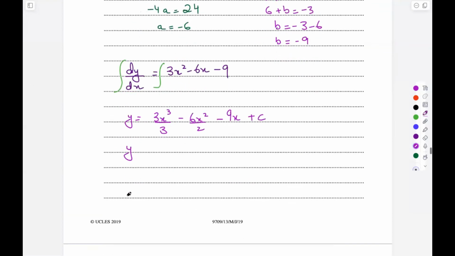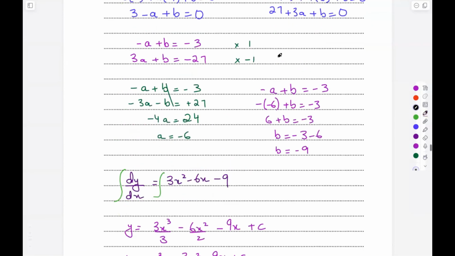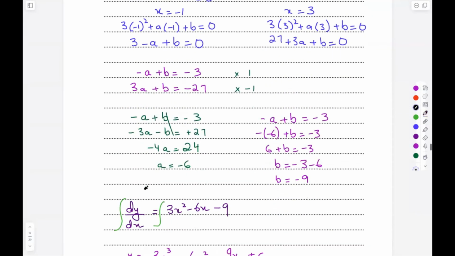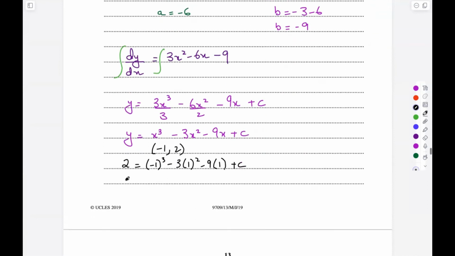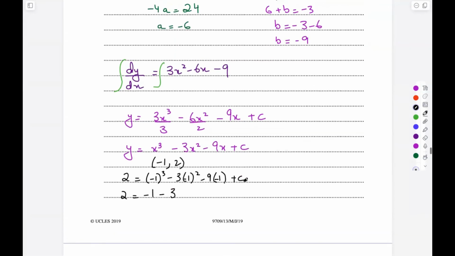So we can simplify this equation to write it as x cubed minus 3x squared minus 9x plus c. Now to find the value of c, we need the x and y coordinates, which we already have from the first point, which is (-1, 2). So substituting (-1, 2) into the equation, this will be 2 equals (-1) cubed minus 3 times (-1) squared minus 9 times (-1) plus c. So this will become -1, then -3, and this will become +9, plus c.